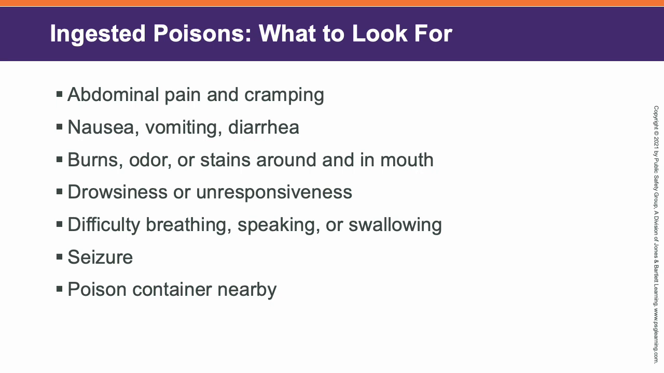As far as some things to look for with ingested poisons, you're going to look for abdominal pain and cramping, nausea, vomiting, diarrhea, those systemic symptoms of the digestive system, burns, bad breath or stains in and around the mouth, drowsiness or unresponsiveness. If they're having difficulty breathing, speaking, or swallowing, it can lead to a seizure, or you may look for the poison container nearby. Sometimes you kind of have to be a detective, especially with these young kids. You have to find out what's nearby and then kind of go from there.